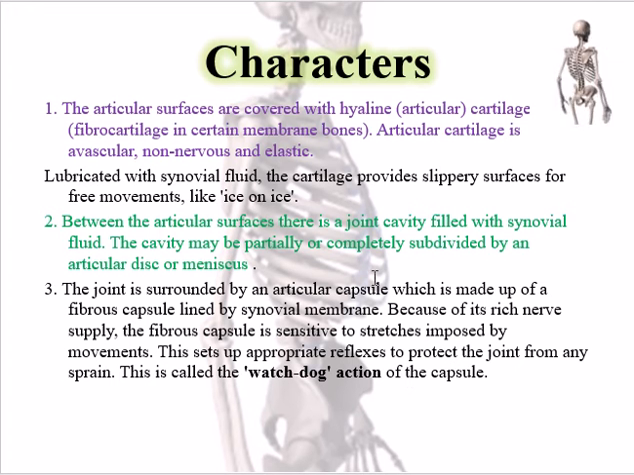Look at this. Basically, the joint is surrounded by the articular capsule, the fibrous capsule, which is lined by the synovial membrane. Because of its rich nerve supply, the fibrous capsule is sensitive to stretches imposed by the movements. These stretches set up appropriate reflexes to protect the joint from any sprain, and this phenomenon is called the watchdog action of the capsule. You can say it is a protective phenomenon.